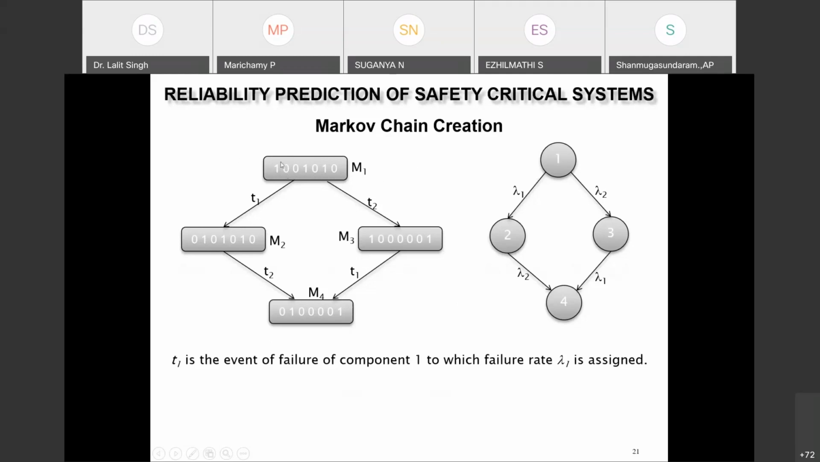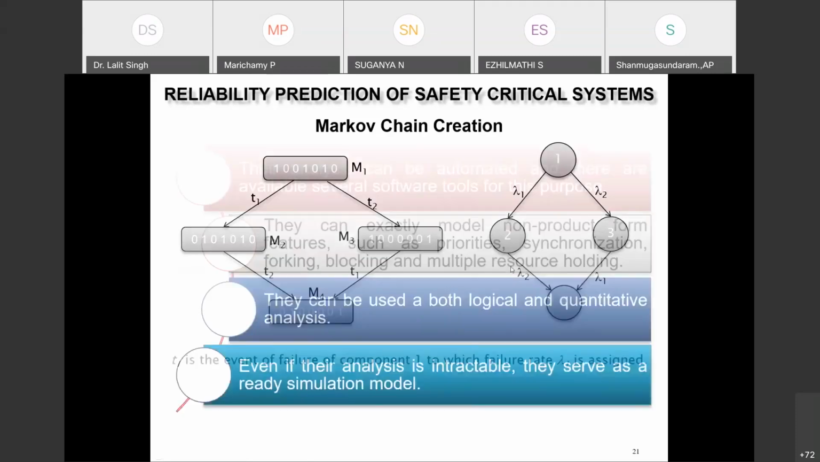So this is the state, and as I said, a Markov chain contains two building blocks, the states and the transition probabilities. So 1, 2, 3, 4 are the states, which are represented by M1, M2, M3, M4. And all the lambdas are basically transition or failure rates, the number of failures per unit time. So they represent the transition probability from one state to another.